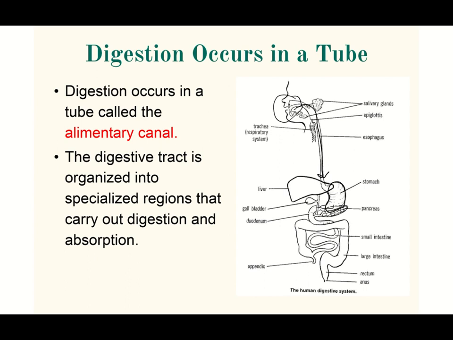Chyme moves into the small intestine, where nutrients are absorbed, then into the large intestine. Water, salt, and some vitamins are absorbed here.